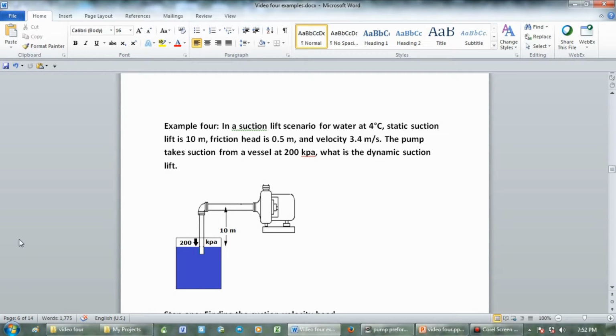So, example 4, we have a static suction lift of 10 meters from the top of the water level to the center line of the pumps, 10 meters. Friction head 0.5 meters. The velocity of our fluid is 3.4 meters per second. And we have a vessel pressure of 200 kPa. What is the dynamic suction lift?